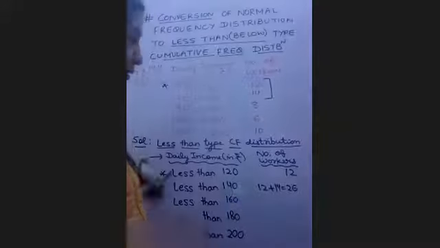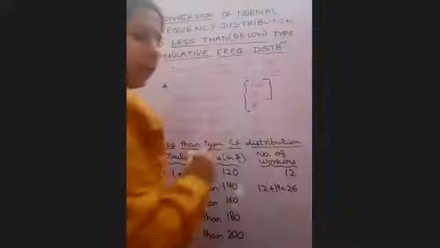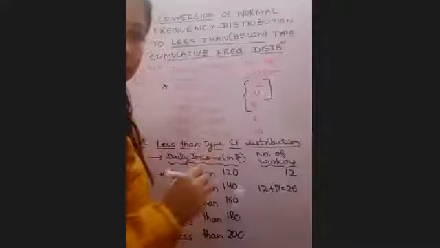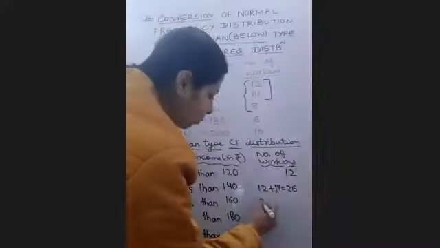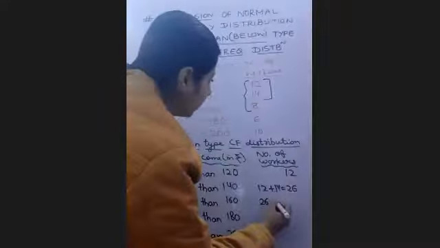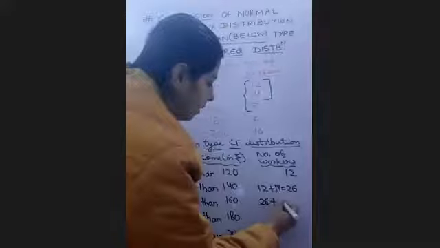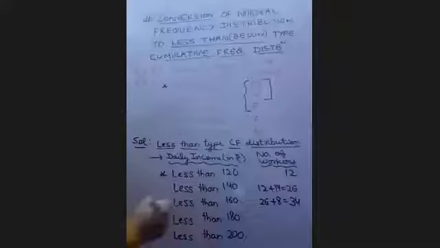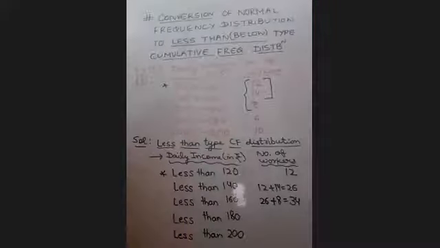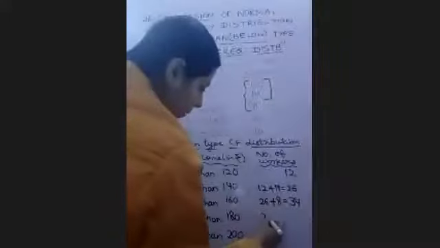Yes. So, all categories will be coming to me for 160, because they are all in the category of less than 160. So, earlier there were 26. Now 8, are you with me, children? Yes ma'am. So I'm asking less than 180. How many are less than 180? So 34 plus 6.